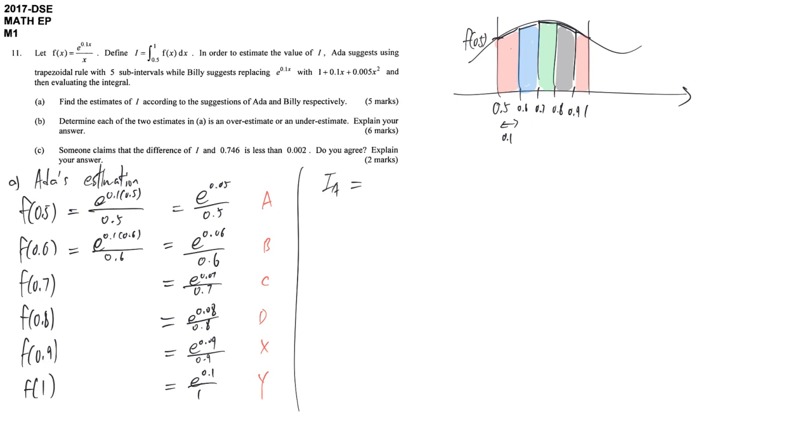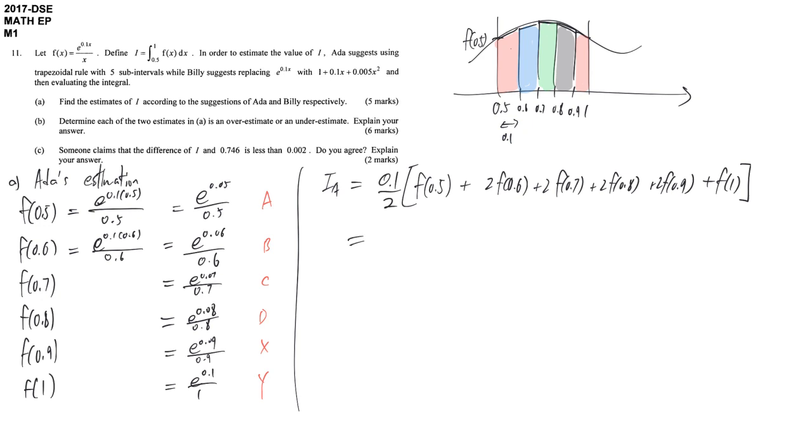The estimation by Ada is equal to, first, the upper base plus the lower base, and the upper base of the next one is repeated, so this is 2 times. After we add all the upper bases and lower bases, we multiply by the height of each trapezium. The height is equal to the width, that means 0.1, and divide by 2 from the formula of the trapezium area. We get 0.74755967. We have finished part of it.